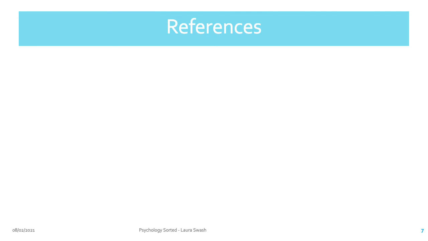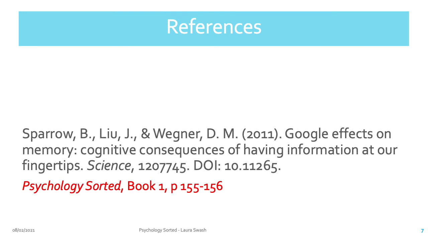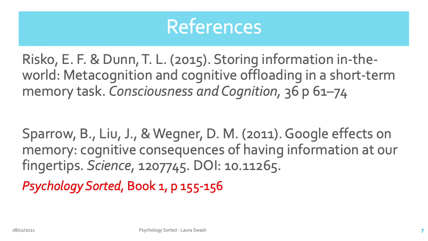And here are our references, coming in reverse order. These are the ones we used to help us design this experiment. And if you want to have a look at Sparrow and a good summary of the Sparrow et al. study on the Google effects on memory, we have it in our book, Psychology Sorted.